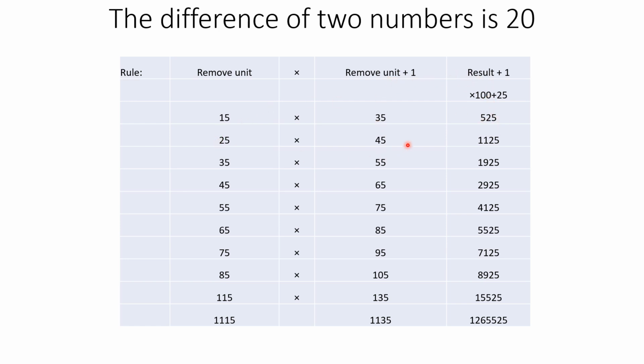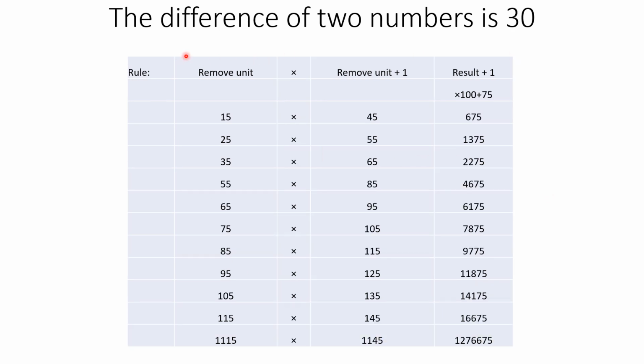25 times 45, remove the 5's. 2 times, then 4 plus 1, 2 times 5, 10, plus 1, 11, 25. 35 times 55, remove the 5's. 3 times 5 plus 1, 6. 3 times 6, 18, plus 1, 19, 25. So it works with every single number you could think of.